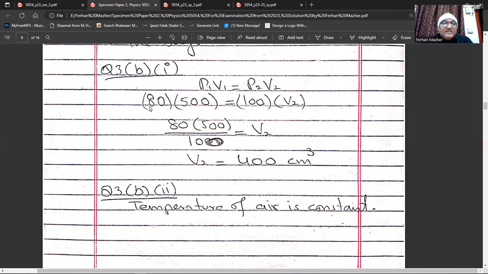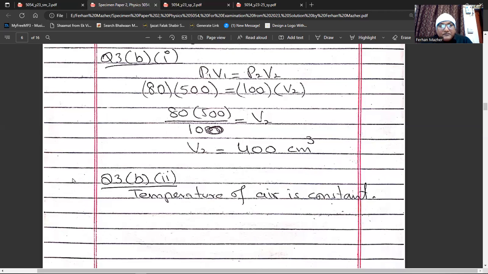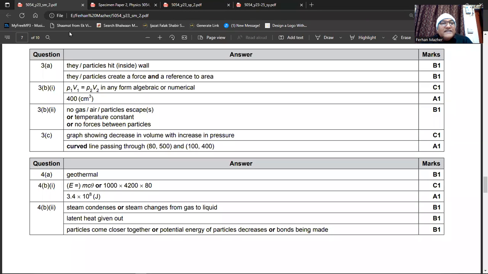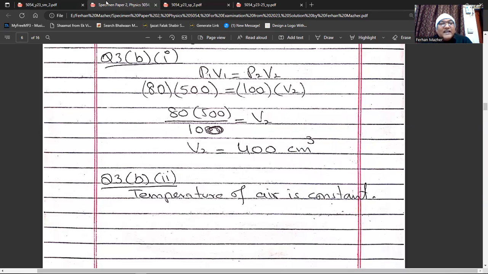Important thing is this is also kilopascal, this is also kilopascal. So the kilo will be cancelled. 400 centimeter cubed. 400 centimeter cubed is the right answer, sir.